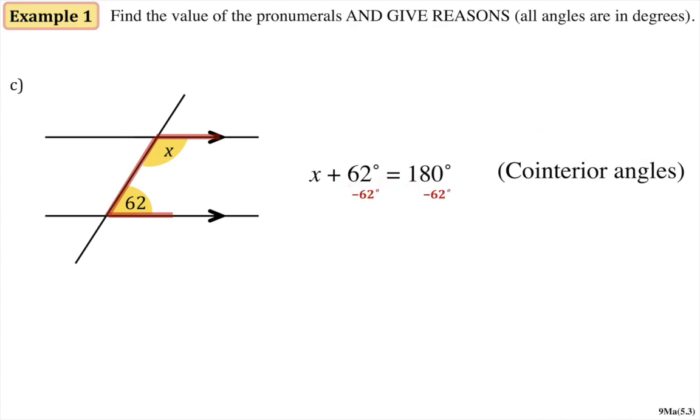Minus 62 to both sides. X is 118 degrees for this example.